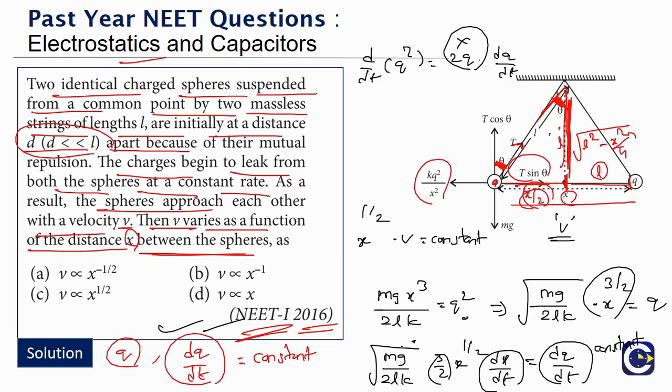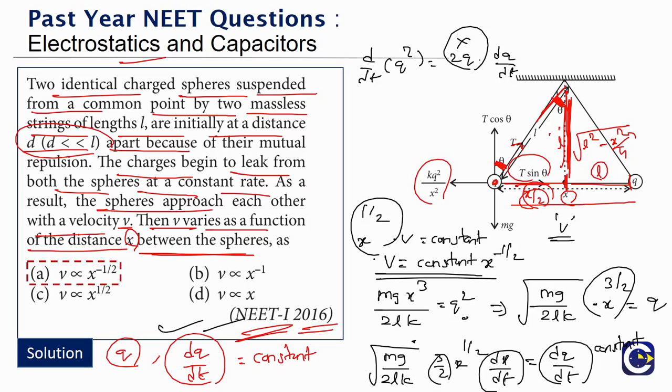We'll take everything to the right side. X power half into v will be constant, which means if you take this x power half to the right side, it will go to the denominator, so it will become x power minus half. So v is equal to some constant into x power minus half, which means that v is proportional to x to the power of minus half. What is the correct answer?